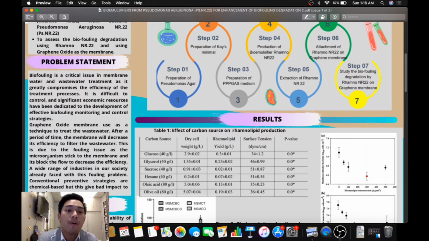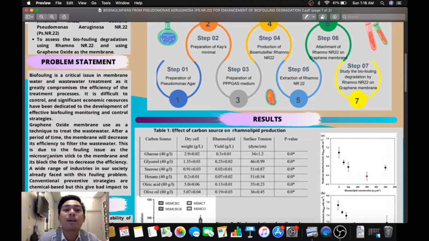After a period of time, the membrane will decrease its efficiency, and this is due to fouling issues as the microorganisms stick to the membrane and block the flow, decreasing the efficiency. A wide range of industries in our society already face this fouling problem. Conventional preventive strategies are chemical based, but these give bad impacts to the environment.